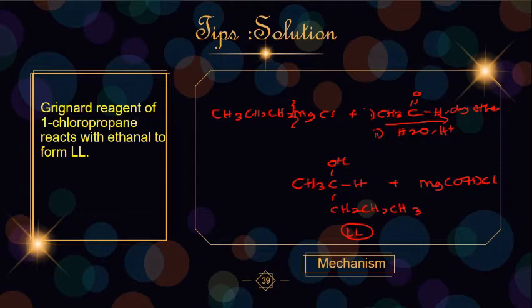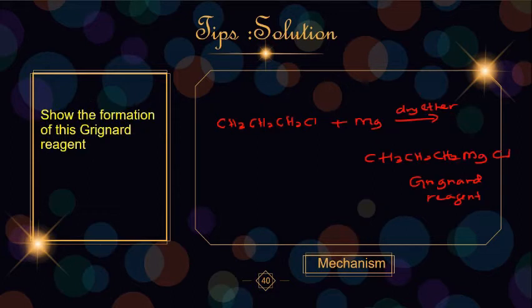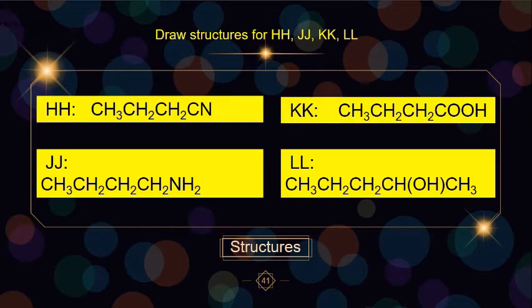This is actually LL because you can form here a secondary alcohol from the ethanal. Okay. So as a conclusion, untuk draw structure of HH, JJ, KK, LL, this is all the structures yang supposed to be you get, right? This is all the structures supposed to be you get.